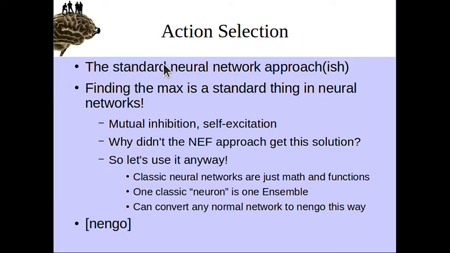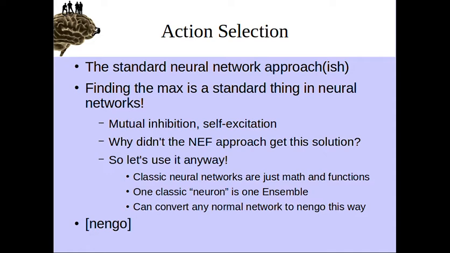Now, one response to this is, hold on a second. This is kind of weird because there are lots of people that use neural networks to compute the max of something. This is even a standard thing, called a winner-take-all network. This exists in the neural network literature: I have a bunch of inputs, and I want my neurons to find the biggest one.